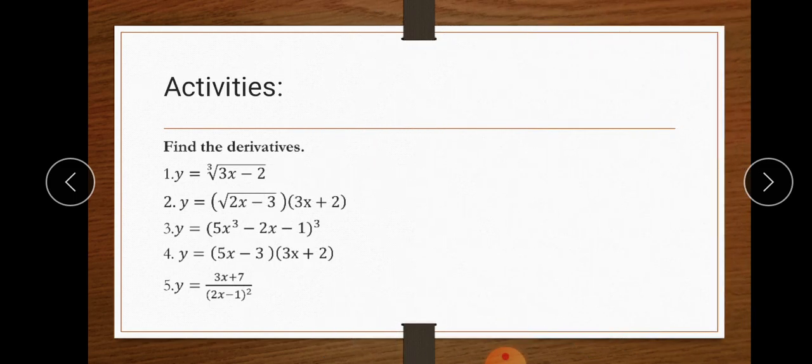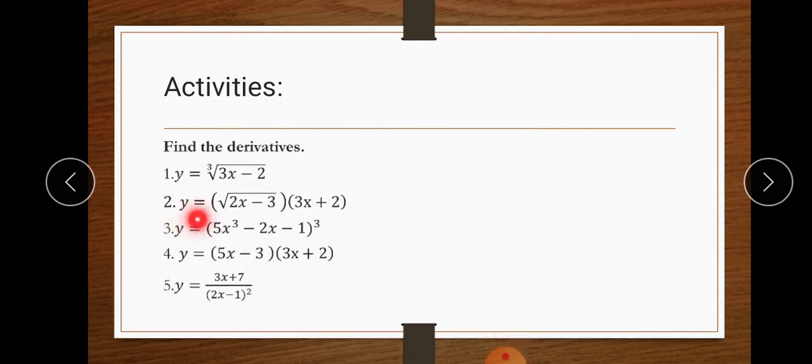Now, it's your turn. Activities. Find the derivatives. Number 1. Y equals cube root of 3x minus 2.